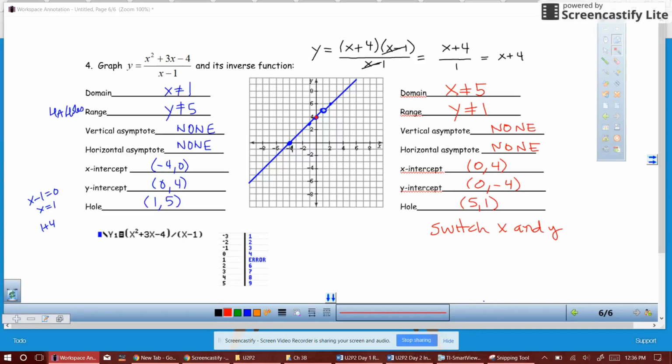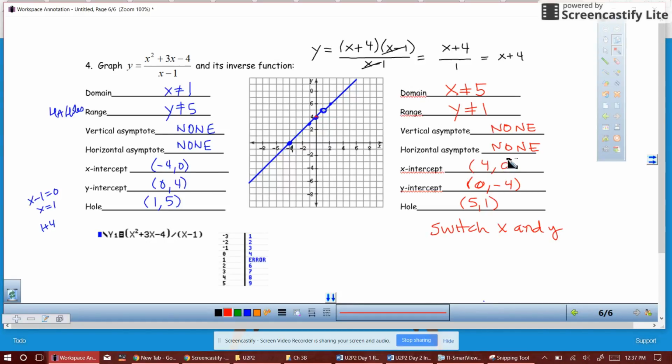I'm sorry, I made a mistake. Hold up. Sorry, don't freak out. Let me erase that one little point. I'll just make it blue. Because when I wrote down my x-intercept, I switched it, but when I did my y-intercept, I forgot to switch those. So let's fix that really quick right there. See how easy that was for me to do? But I caught it because I'm like, something's up. These should not look alike.